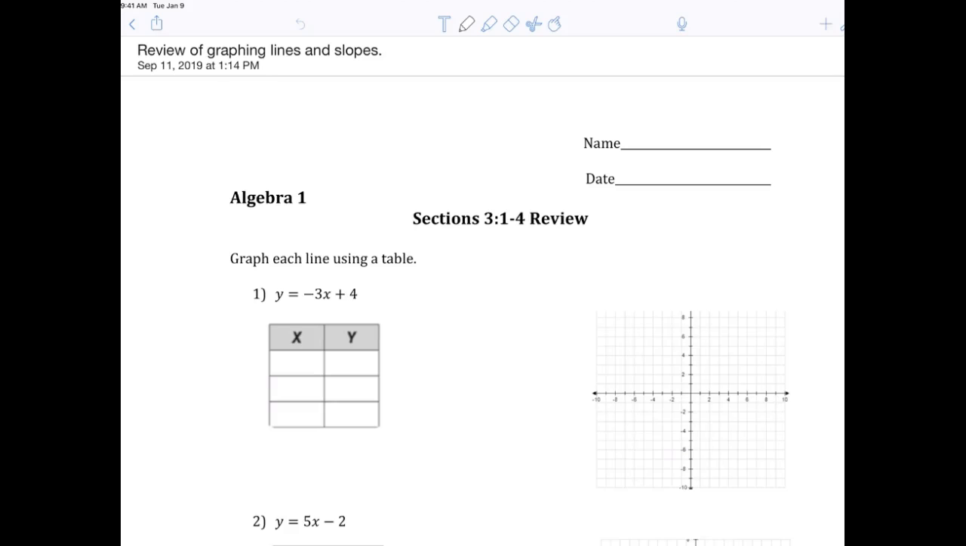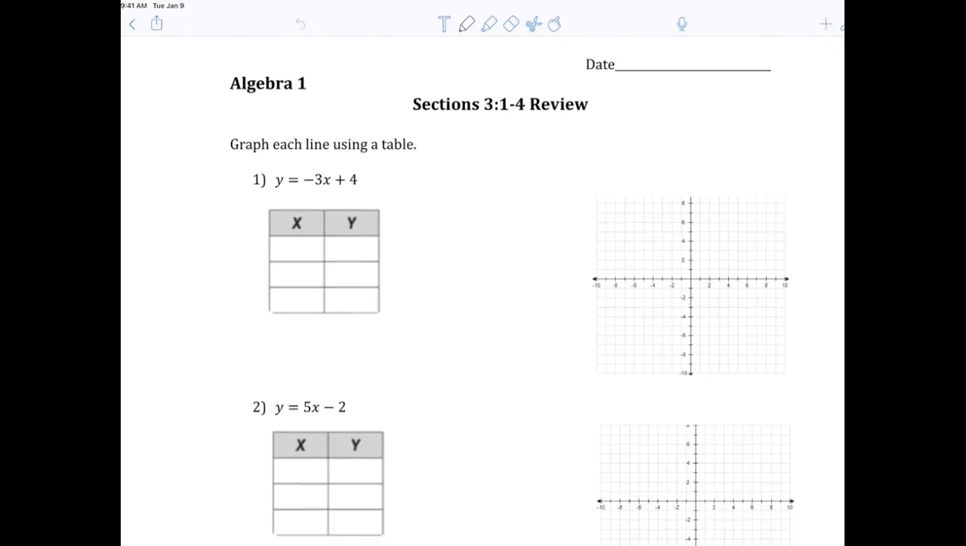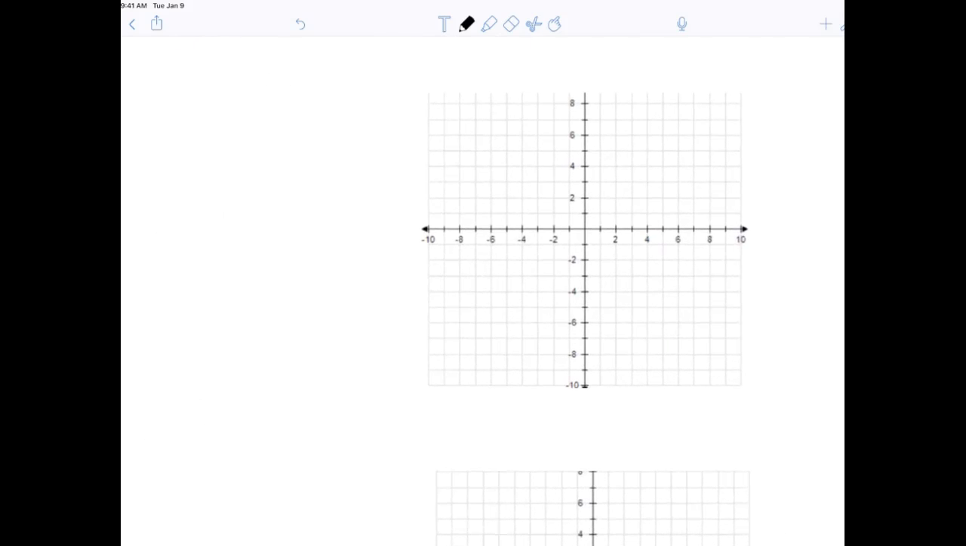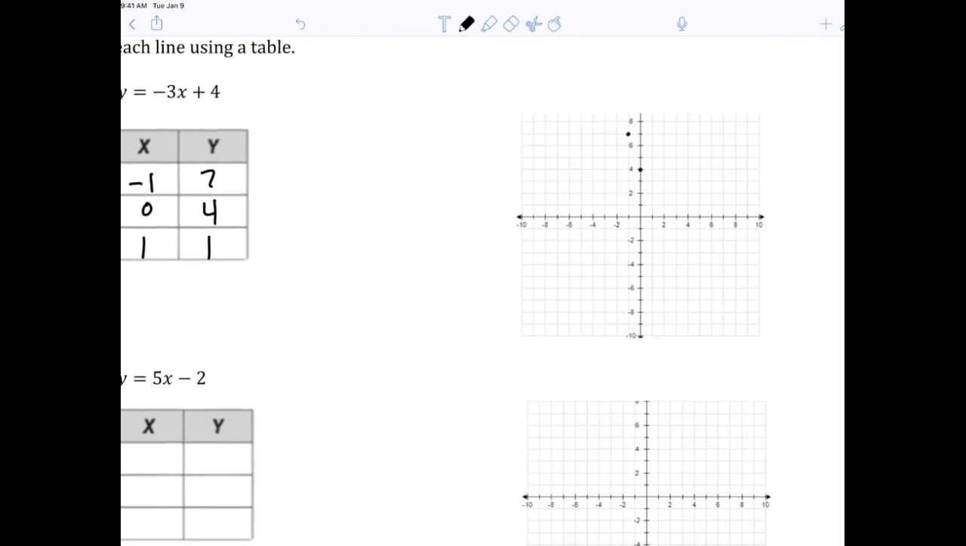All right, graph each line using a table. What am I plugging in? -1, 0, 1. That is exactly correct. So here we go. Let's plug in -1, 0, 1. When I plug in -1, I should have gotten a what? 0... 4, and a 1. Exactly. There you go. So now you're going to plot those points. -1, 7, 0, 4, and 1, 1. And then draw the line.